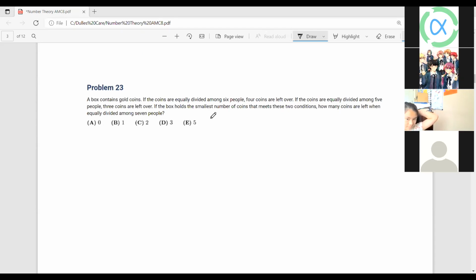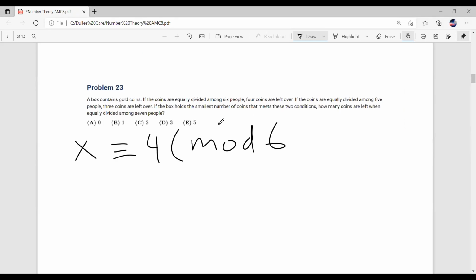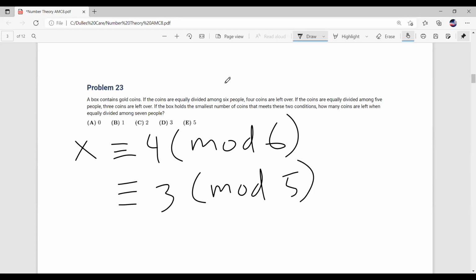All right, so let's look at this problem. We can actually use mods to do this problem because look at it like this. You have a box that contains X amount of coins. X is equivalent to 4 mod 6. It's also equivalent to 3 mod 5. Right, good job y'all in chat.